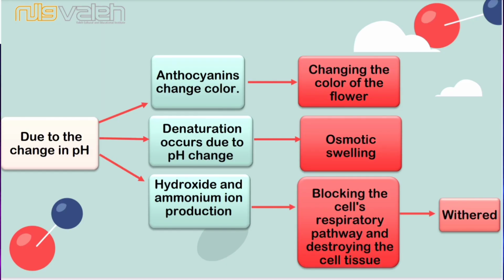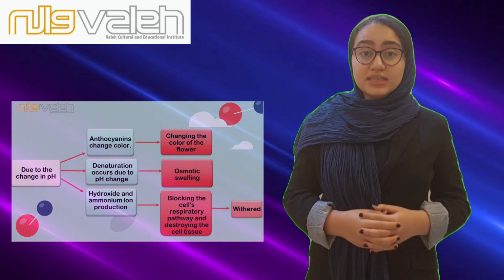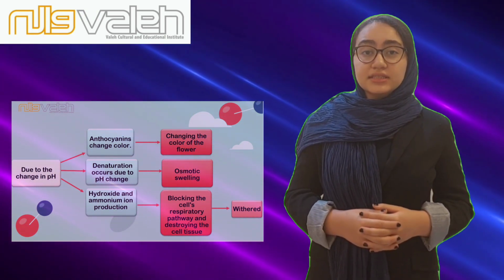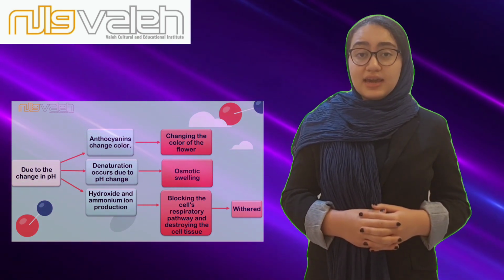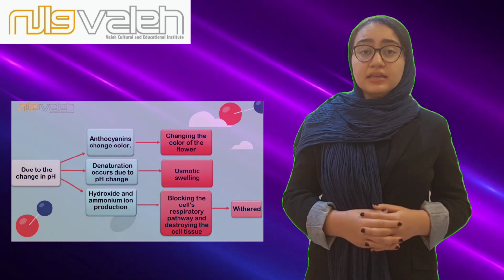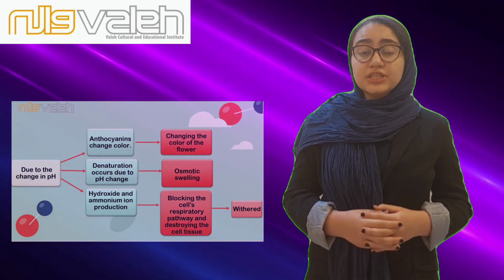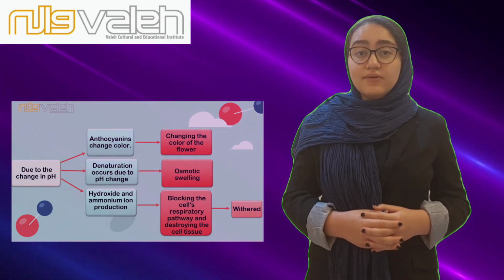Due to the pH change in the cell, denaturation by pH change occurs and it causes osmotic swelling. Anthocyanin changes color, so the flower color changes too. Ammonium and hydroxide production happens in the cell and they block airway transportation of the cell and also cause cell tissue destruction, so the flower wilts.